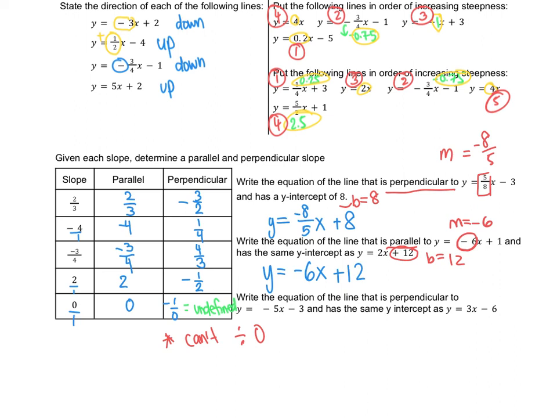All right, final one. Write the equation of the line that is perpendicular to y equals -5x minus 3 and has the same y-intercept as y equals 3x minus 6. Pause the video, give it a try your best, and then come back to check your work.